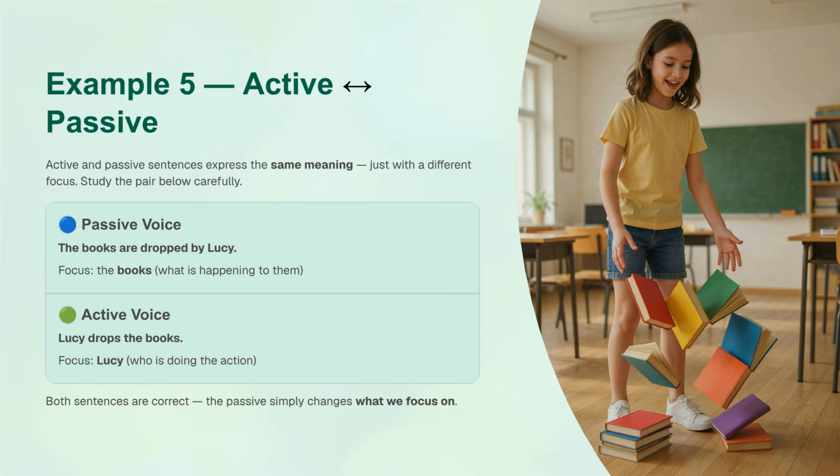In example 5, let's compare active and passive sentences. Active and passive sentences express the exact same meaning, just with a different focus. Study this pair carefully. In the passive voice, we say, the books are dropped by Lucy. The focus here is on the books and what is happening to them. In the active voice, we say, Lucy drops the books. The focus here is on Lucy, who is doing the action. Both sentences are completely correct. The passive voice simply changes what we choose to focus on.